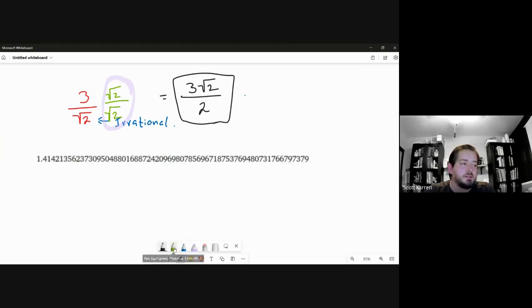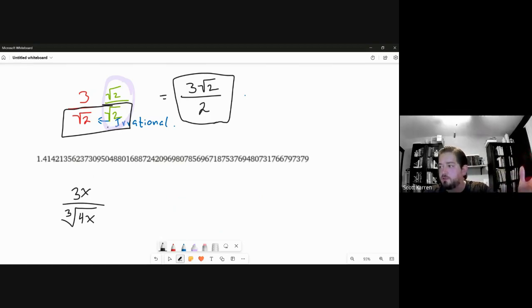You might see, however, a number like this. Let's say we have 3x over the cube root of, let's say, 4x, right? So now what I have is a cube root, right? The first one that we did here is a square root, so I needed 2 factors. I introduced that second factor of 2. I have a cube root, so I need 3 factors. That 4 is already 2 factors of 2.